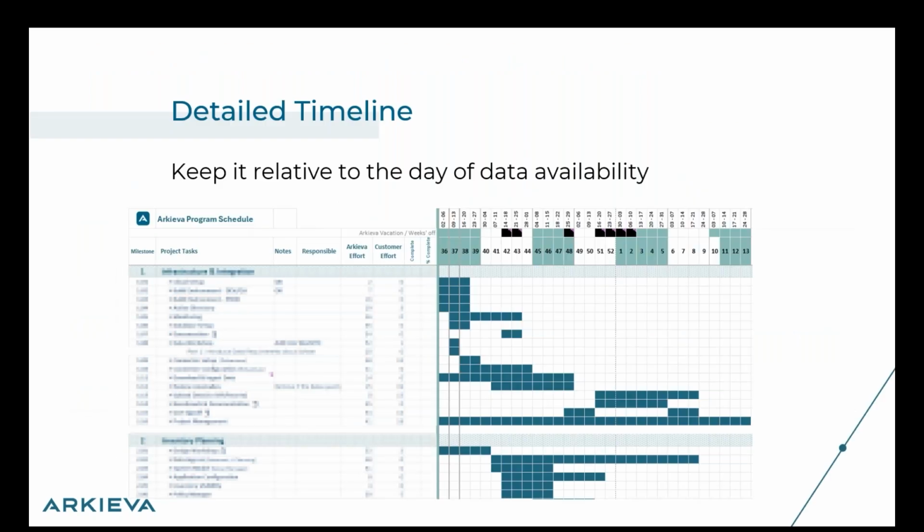A picture of the detailed timeline. As I mentioned earlier, the design workshop timeline should be a relative timeline. It should be relative to the day of the data availability. I have participated in some projects where this has led to, let's just say, unhappiness. So making it very clearly visible in the plan that the timeline at the end of the design workshop is relative to the day of data is very, very important.